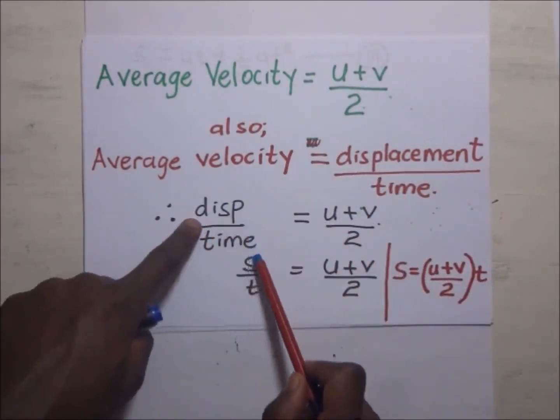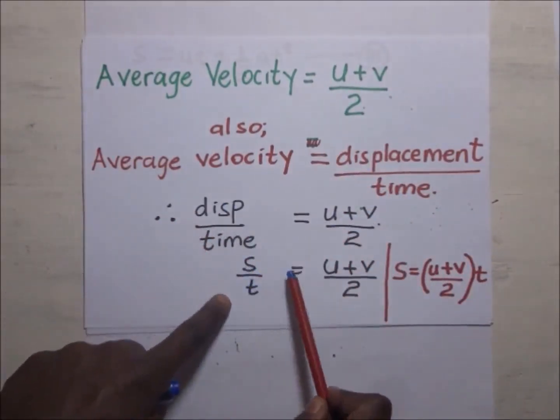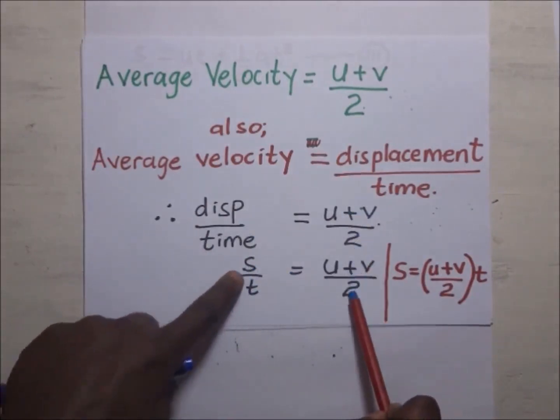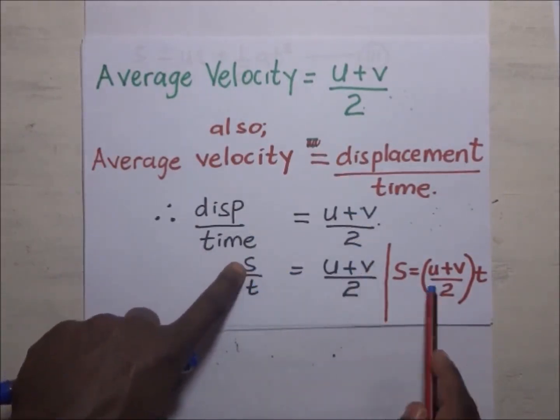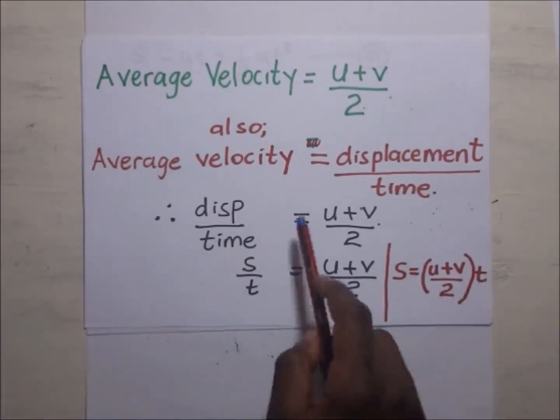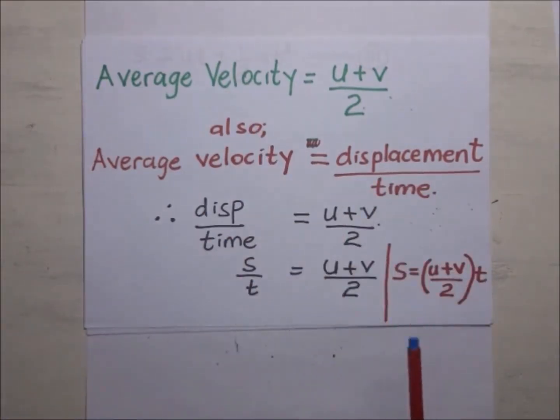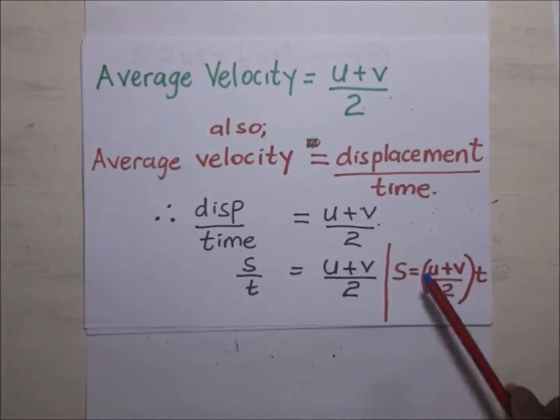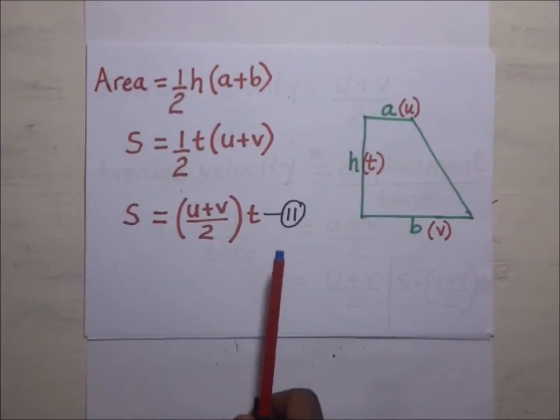So displacement is denoted by s, divided by time, is equal to u plus v over 2. Then when we make s the subject of the formula, we end up with s is equal to u plus v over 2 times t. And this is just another way we can find our second equation of motion. And so we'll go ahead and derive our third equation of motion.